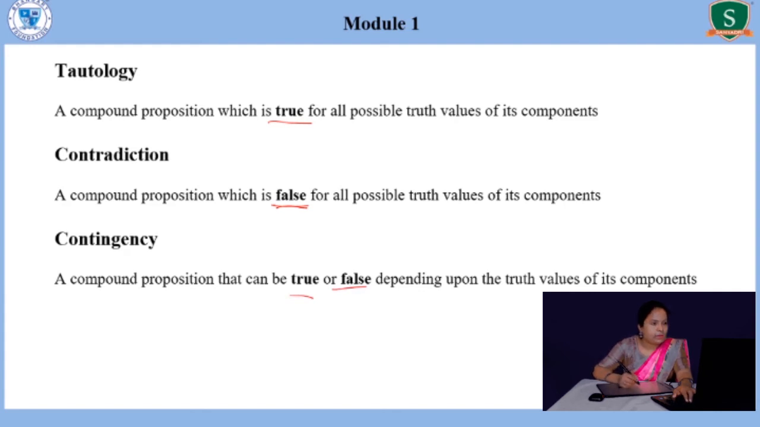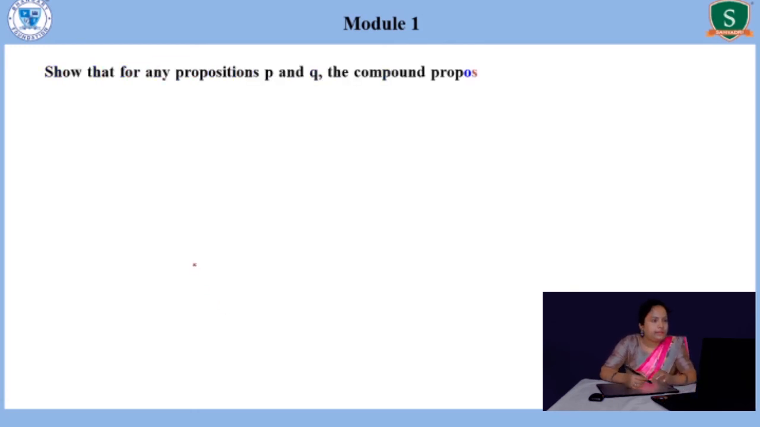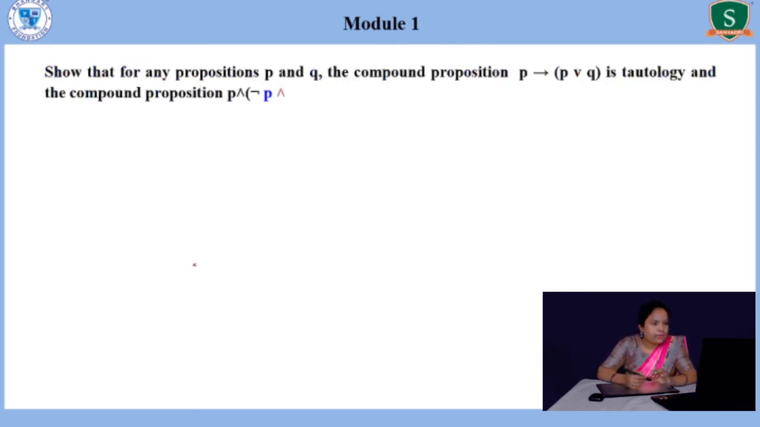Okay, next we'll solve problems on this topic. Contingency is neither a tautology nor a contradiction. Okay, we'll see the problems on tautology and contradiction.